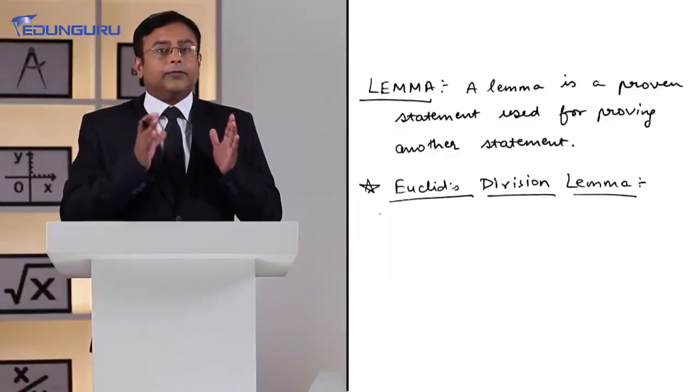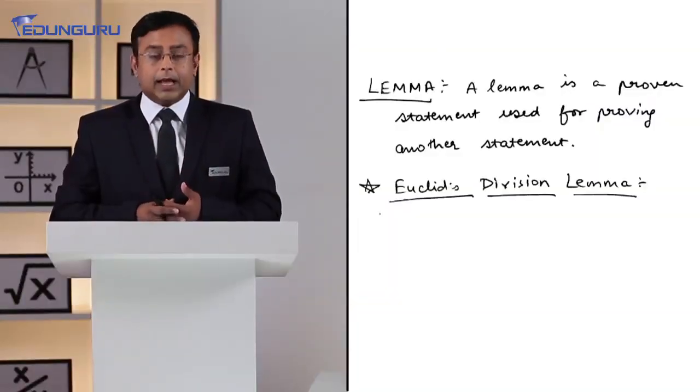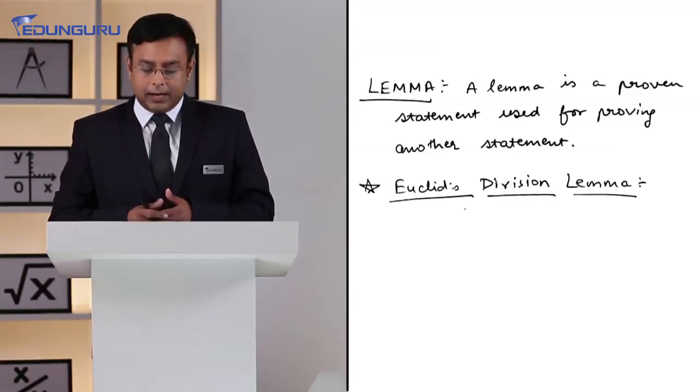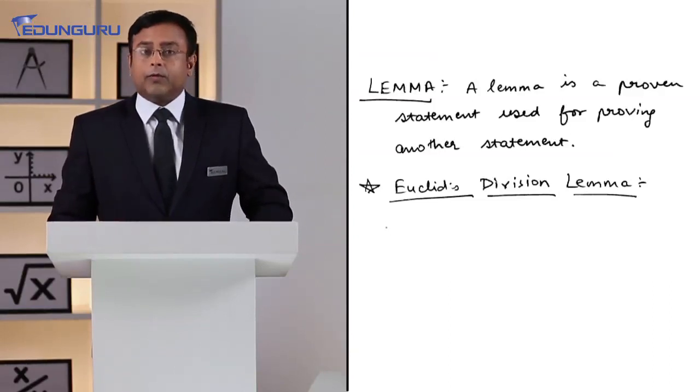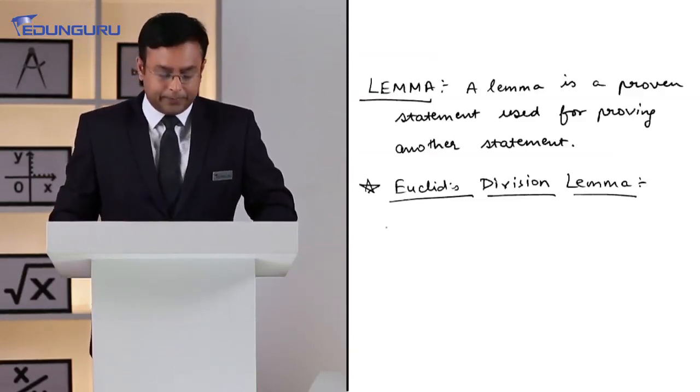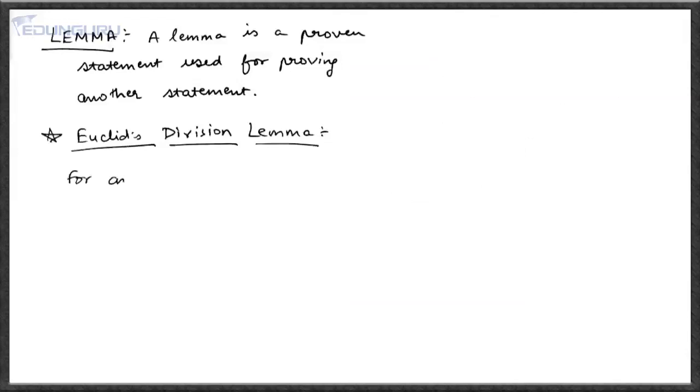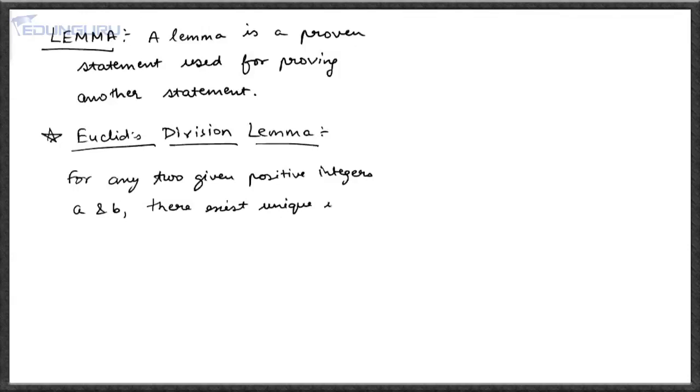Let's look at a different aspect of the same process. And that's what today's discussion is on, and that is Euclid's division lemma. So, what is Euclid's division lemma? Euclid's division lemma goes like this: for any two given positive integers, mind you, positive integers, let's call them a and b, there exist unique whole numbers.